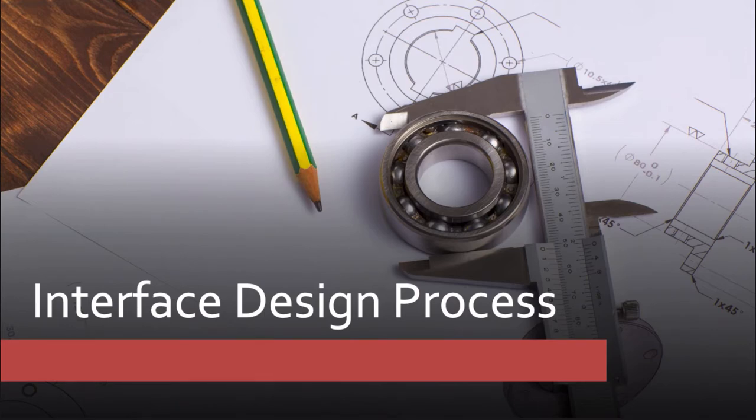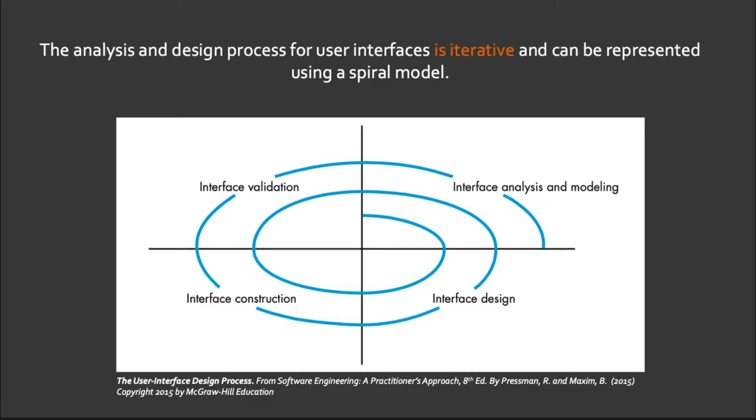So we will now proceed in determining the process in interface design. The analysis and design process for user interfaces is actually iterative. Take note, even though we're already in the designing phase, I've been telling you that in the modeling part we keep on repeating and we have an iteration, but it will also apply here in the designing part. Again, the user interface is iterative and can be represented using a spiral model.